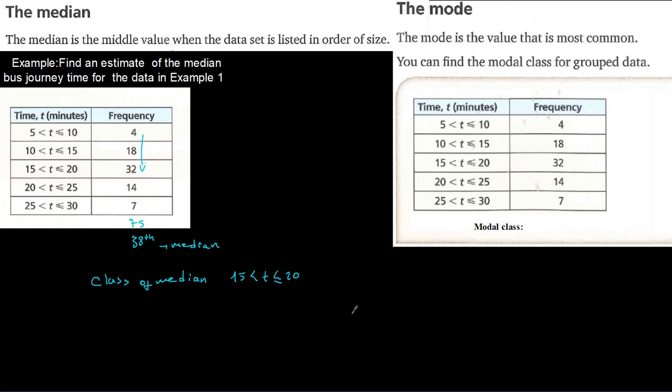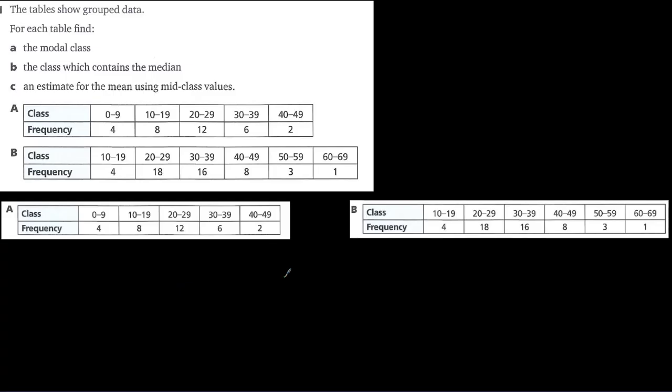Okay, what about the mode? Mode, if you remember, is the most occurred. Here, again, the most occurred is 32. So the modal class is going to be between 15 and 20. Now we are going to continue with the new question.